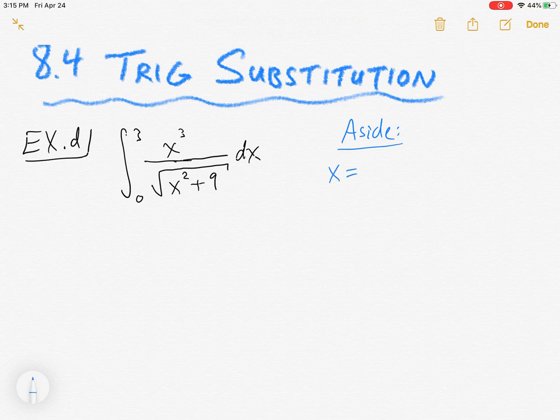So this is going to be a trig substitution problem. We have a square root. We can't use u substitution because up top we have an x cubed. So let's jump right to it.